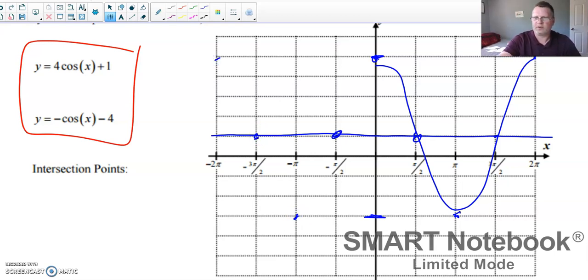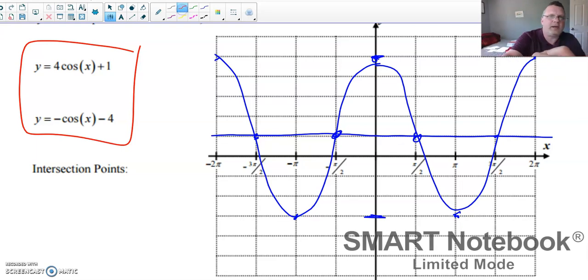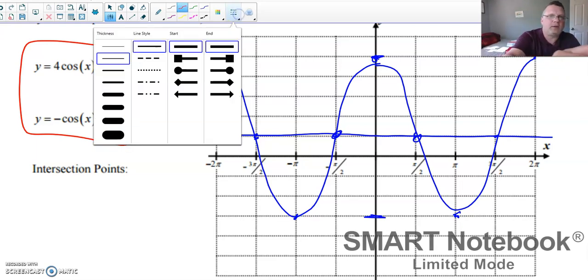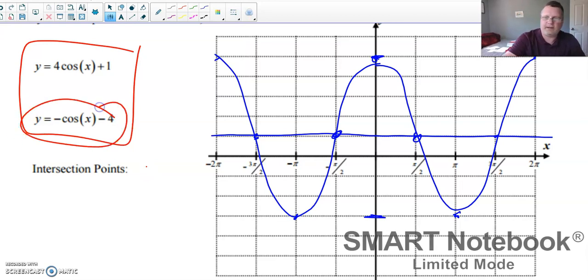I think my graph might have moved a little bit. Okay, so there it is right there. Okay, the next one, we'll go back to red. Okay, for this one, -4, 1, 2, 3, 4 down here, goes up 1 and down 1, but it's negative. Okay, so here's the midline.